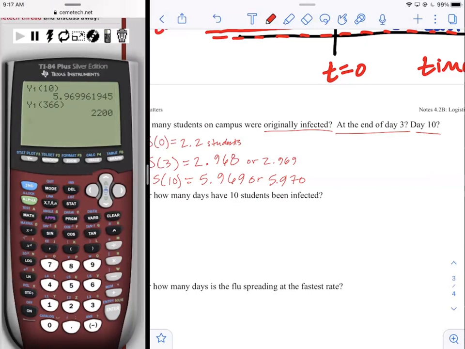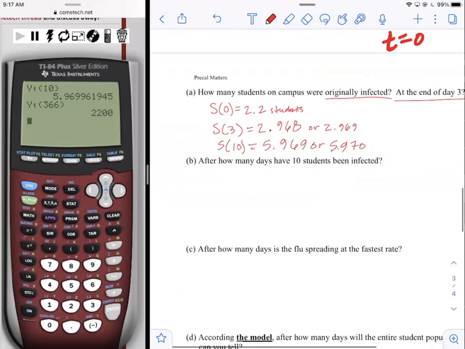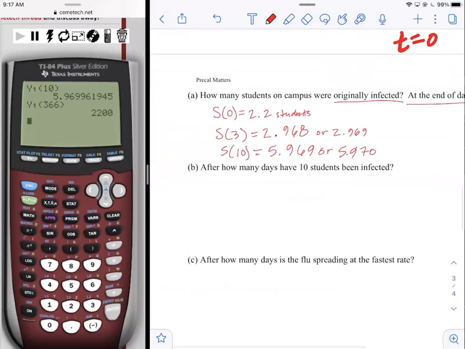When you extrapolate outside the data, you have to be careful not to extrapolate outside the data too far. If you interpolate in between the data, that's a little bit safer, okay? All right, so the calculator did lie to you there. It's so close to 2200, the calculator's showing nines.